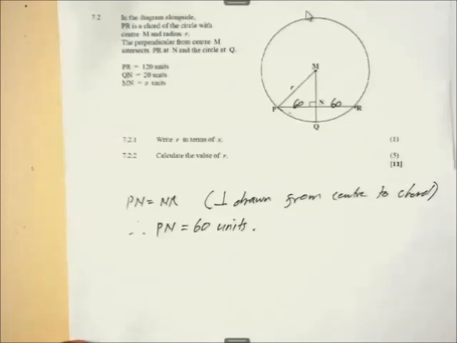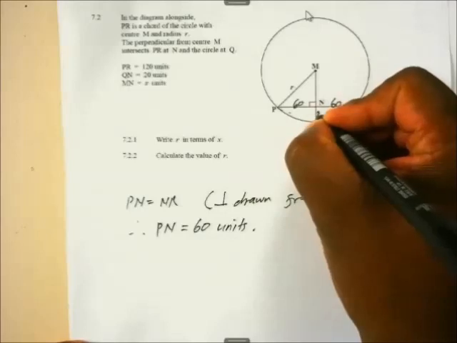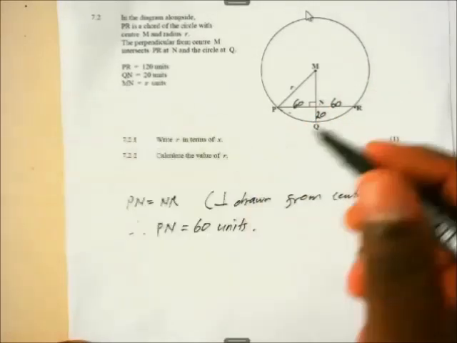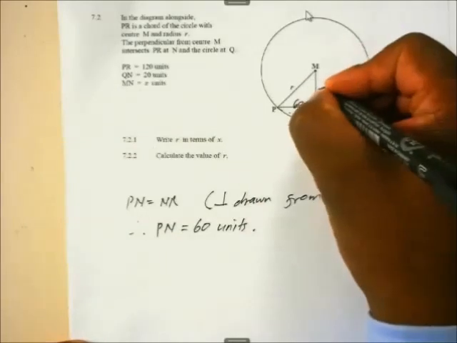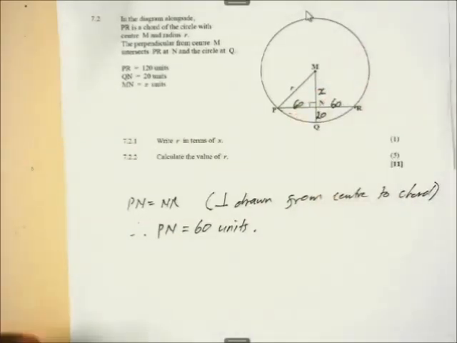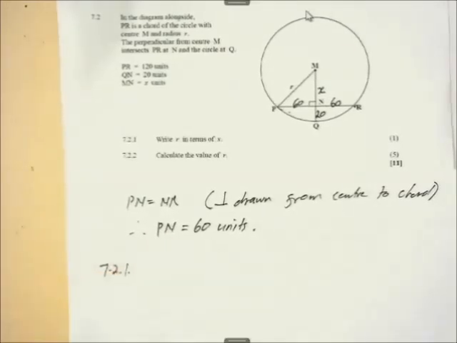QN is 20. What is QN? Check QN. This distance here is 20 units. And then MN is X. MN is X. Thank you. The first question, 7.2.1. Let's answer that for 1 mark. Write R in terms of X.